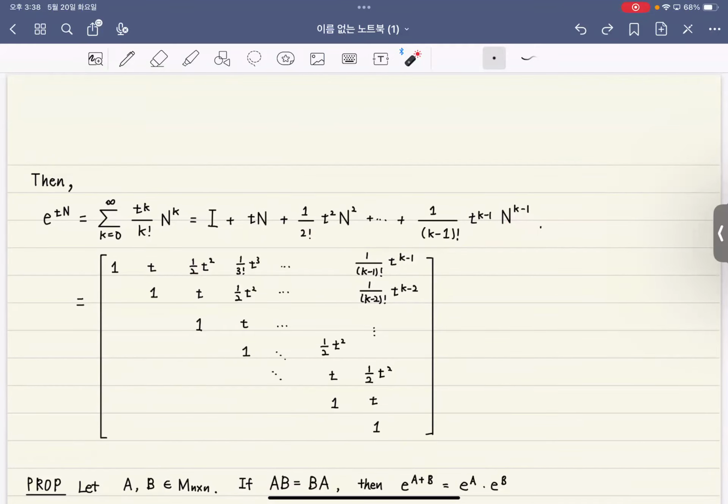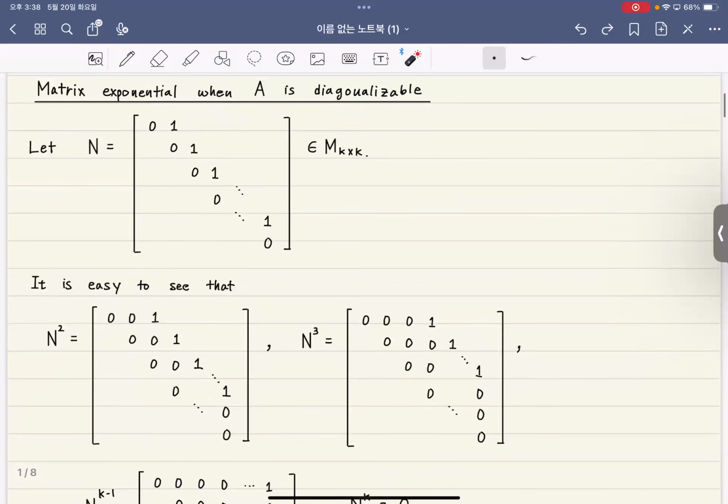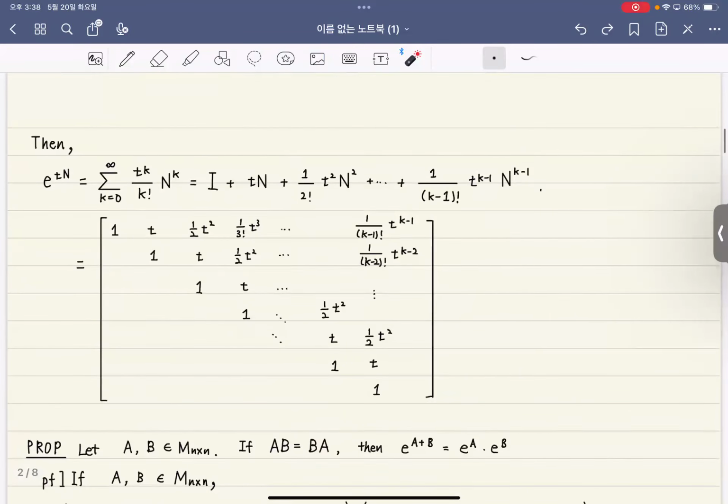As a result, I have a bunch of ones on the diagonal, but these ones are coming from this identity matrix. And above this diagonal, I have t's from here to there. And these t's are coming from this t times n, right? Because this is my n. So if you multiply by t, then all these ones are now t. And taking the summation, I have these t's here.